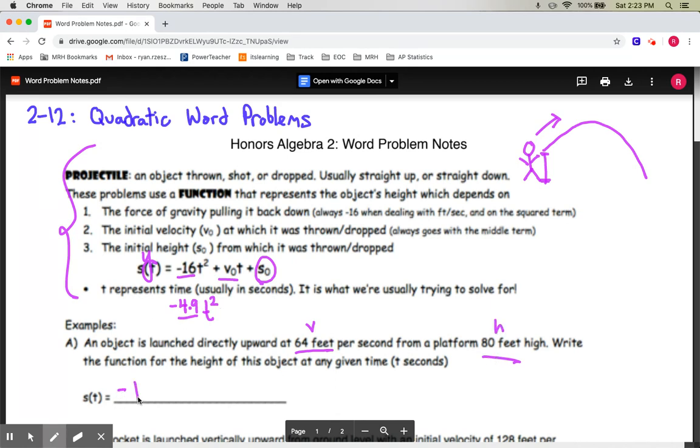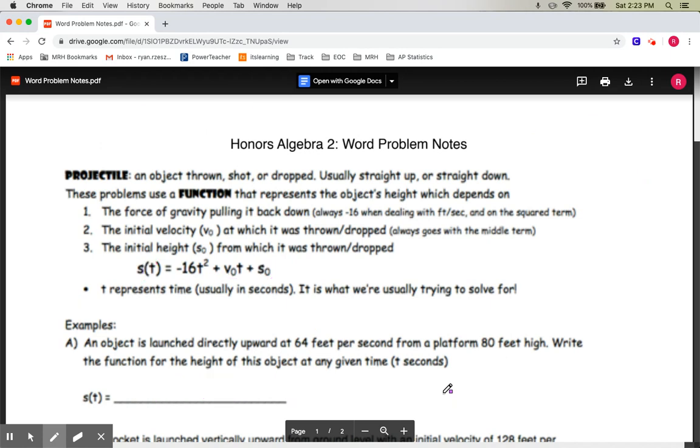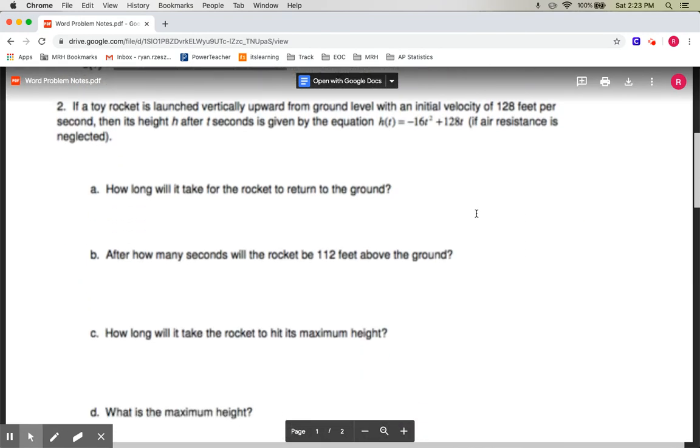Because it's in feet, I know it's going to be a negative 16t squared. The initial velocity is the 64 feet per second. So I'm going to have a 64t, and it starts out 80 feet high. So it's going to look like that. So it's actually not that hard to build an equation for these basic kinds of projectile motion word problems. So let me scroll down here, and then this part I do want you guys to copy.